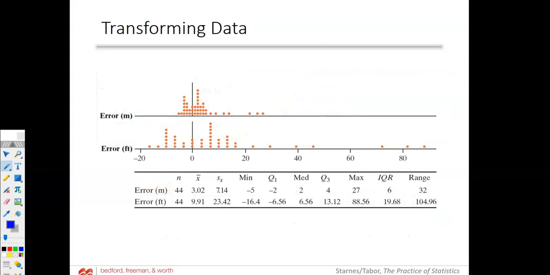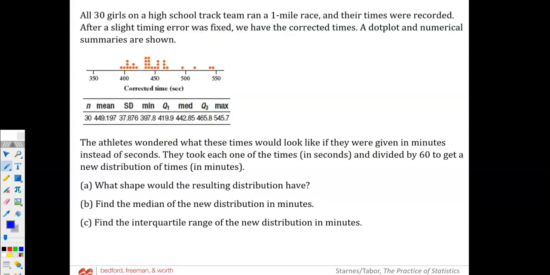This is a picture. You can see the shape is basically the same. It just looks really weird spread out. I actually think the shape is easier to see on the first value in meters than when it was spread out with the feet. But you can see it's more spread out, so the standard deviation certainly has changed. The range has certainly changed, and clearly the median and mean have as well.